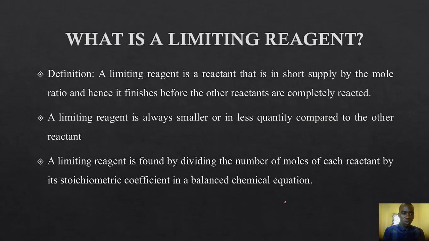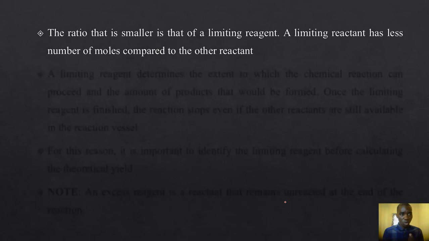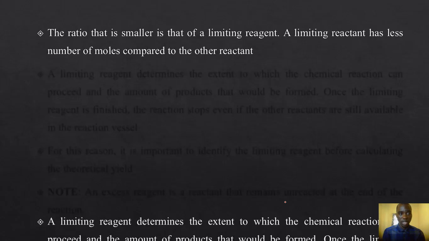A limiting reactant is found by dividing the number of moles of each reactant by its stoichiometric coefficient in a balanced chemical equation. We're going to understand that in a little while. The ratio that is smaller is that of a limiting reactant. So a limiting reactant has less number of moles compared to the other reactant.